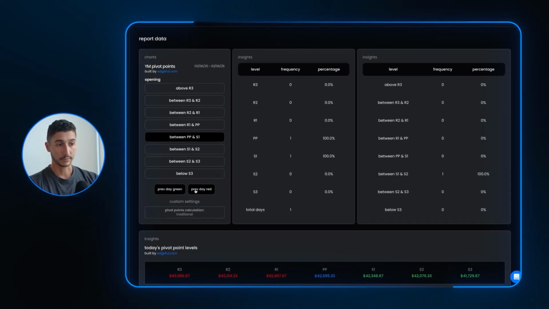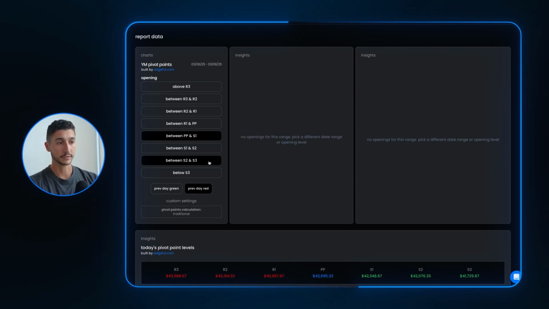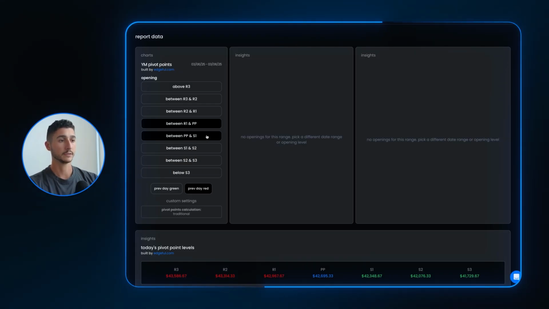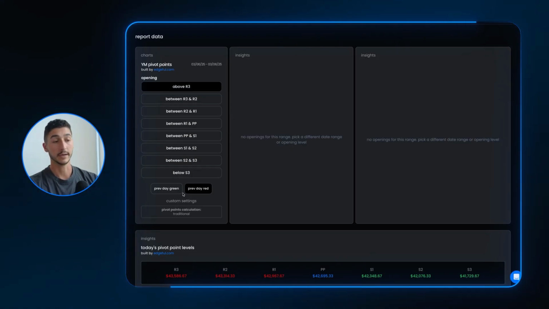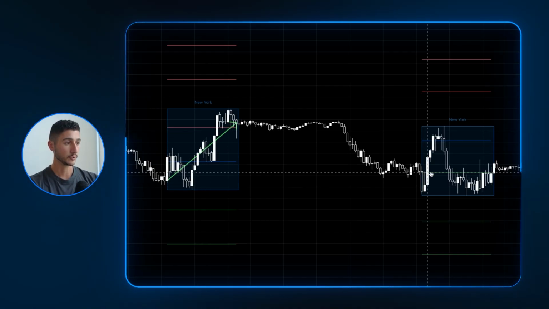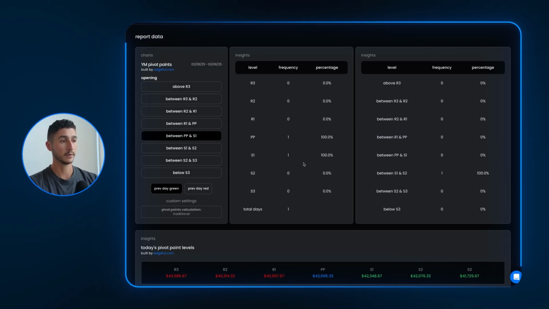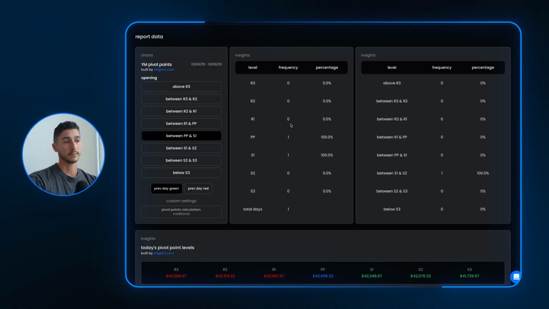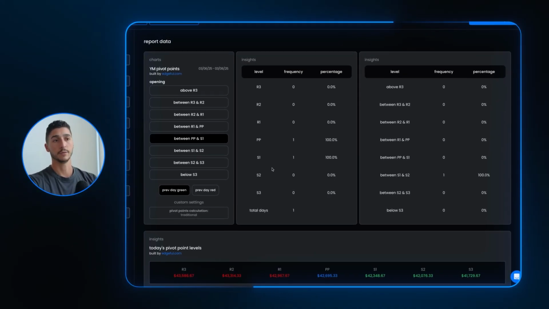So obviously this day was green. If I switch over to red, nothing is going to appear on any of these because the prior day was not red, obviously. And then you can see here price opened between S1 and the pivot point. So I'm going to go right here. And now you can see everything: price touched pivot, price touched S1, closed between S1 and S2.